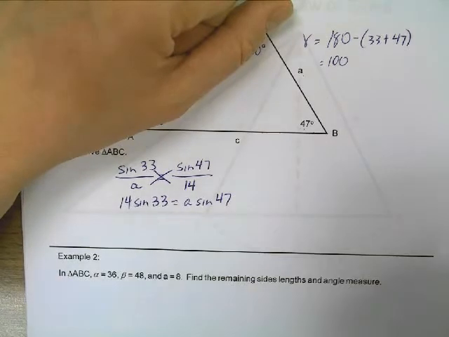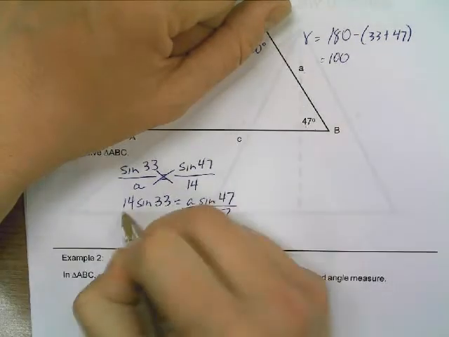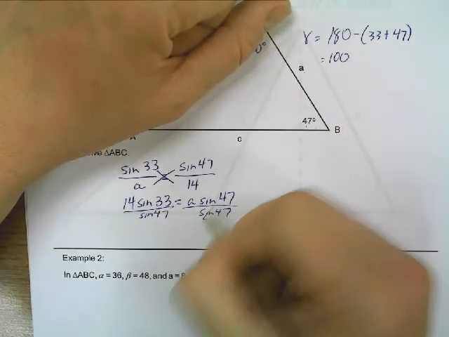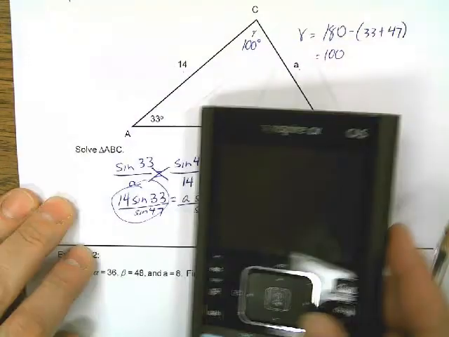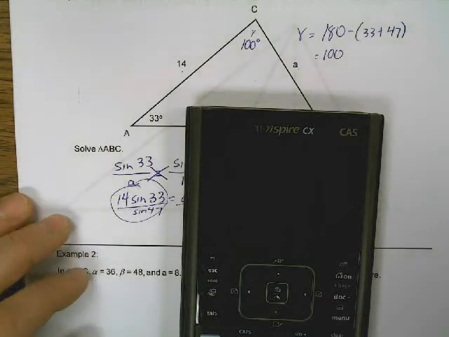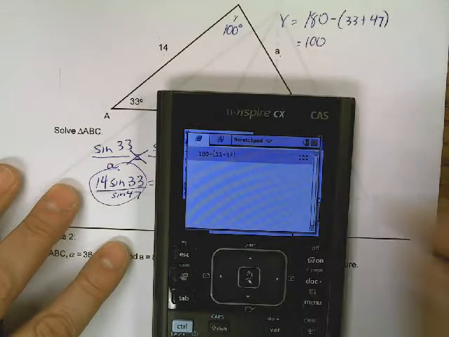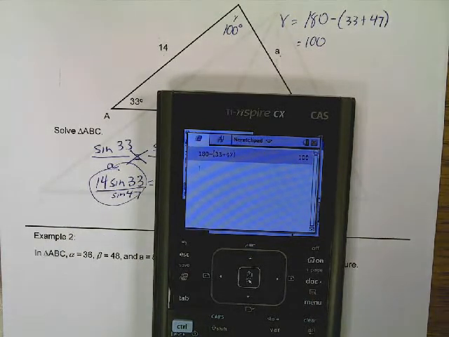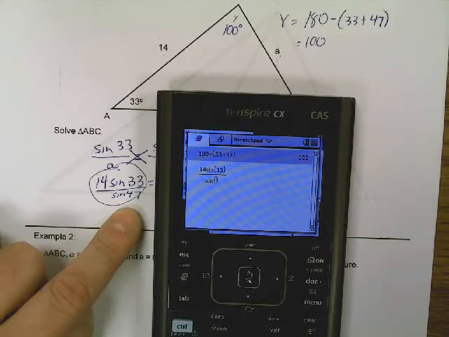Then to solve for A, we have to get rid of the sine of 47, so we divide by it. And so A is going to equal all of this, and I put that into my calculator. Now you need to make sure you are in degrees. My calculator doesn't show it, but there should be a DEG up here. I know I'm in degrees, so I'm just going to do Control Divide and get a fraction: 14 trig, choose sine 33 over trig sine 47.